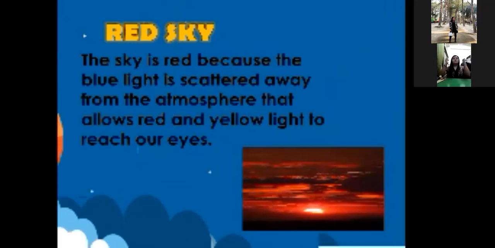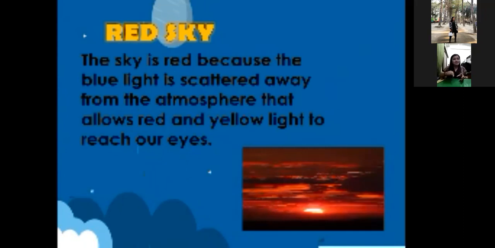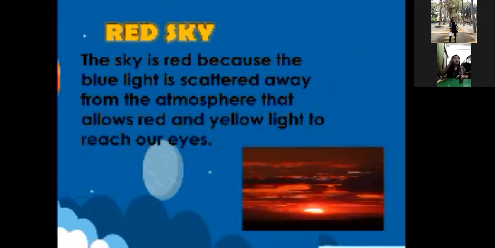Okay, so if the blue light is not scattered in the atmosphere anymore, this is where the red sky, or red and yellow light, appears. And usually what our eyes see is red. That is why it is called red sky.